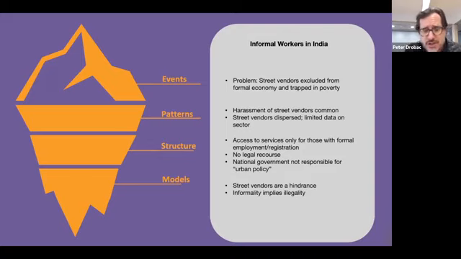In terms of structures, one of the most important things that we talked about was access to services. The way that a lot of social services as well as financial services were organized in India is that it required formal employment or formal registration. And so if you were excluded from those formal aspects of society and the economy, you were not able to access those services.